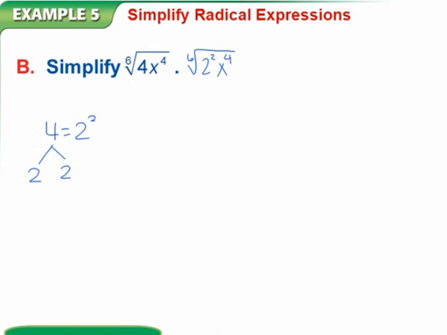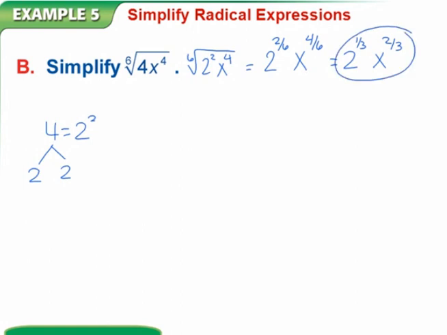And now we can put them into exponents so that they're a little bit easier to work with. Oh, I made a mistake there. I'll erase that. So it's going to be 2 raised to 2 over 6, and then x raised to 4 over 6. Now let's reduce those down a little bit. And so it would be 2 raised to the 1/3 and x raised to the 2/3.